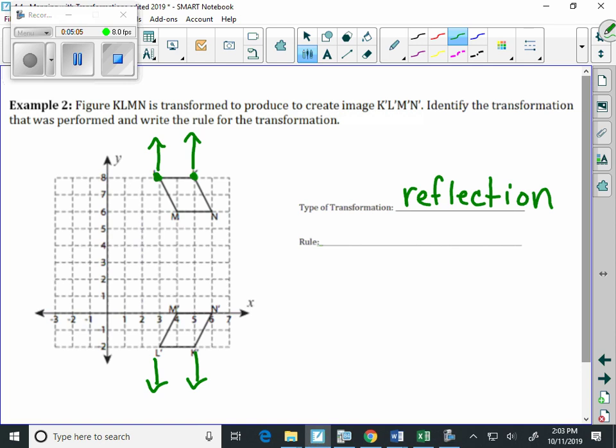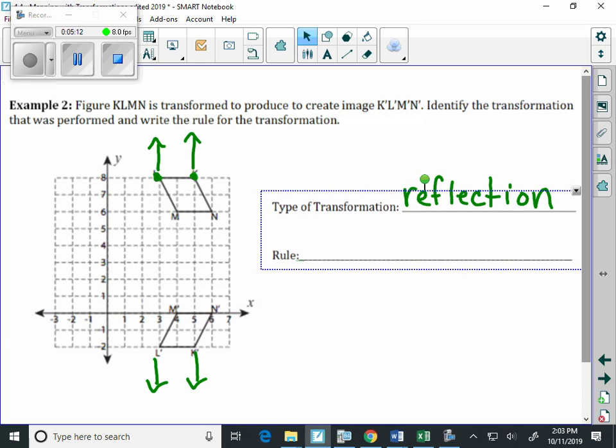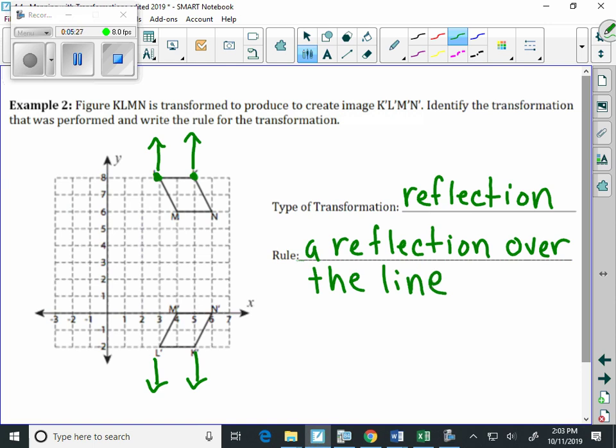And in terms of the rule, what we write is just a reflection over the line, and we need to know what is that line. So we've got to look and find this. We think that it's a horizontal line because we're flipping it this direction. I know you can't see that on the video, but we flipped it so that L and K, which were pointing up at one point, are now pointing down. So we're flipping it some horizontal distance.